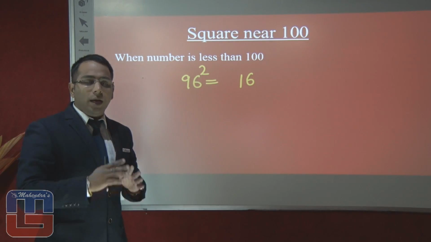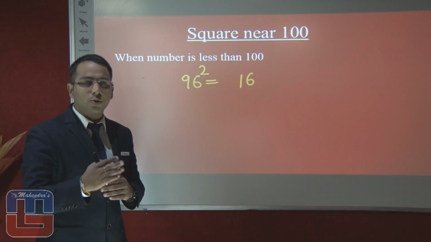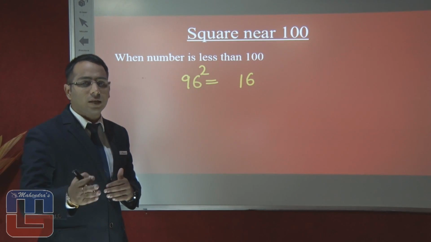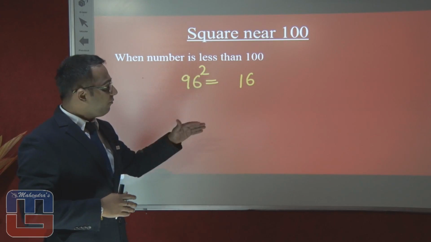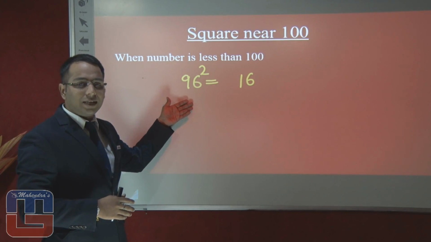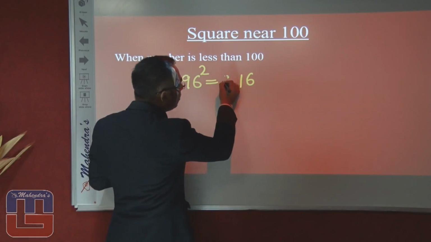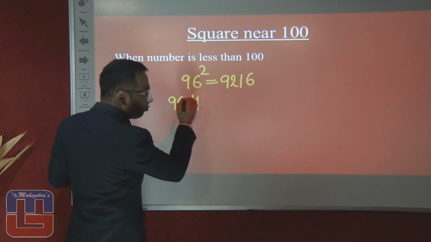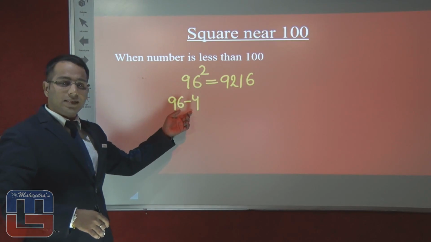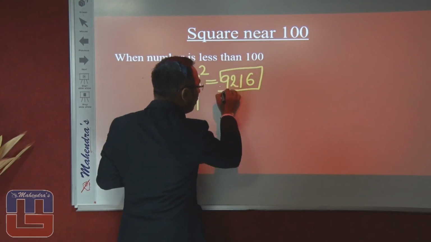In the earlier cases, the number was more than 100, so we were adding the amount by which it was more than 100. Here we subtract the number by which it is less than 100, that is 4. We subtract 4 from 96 and put 92 here. So 96 minus 4, the amount by which it is less than 100. So the square will be 9216.